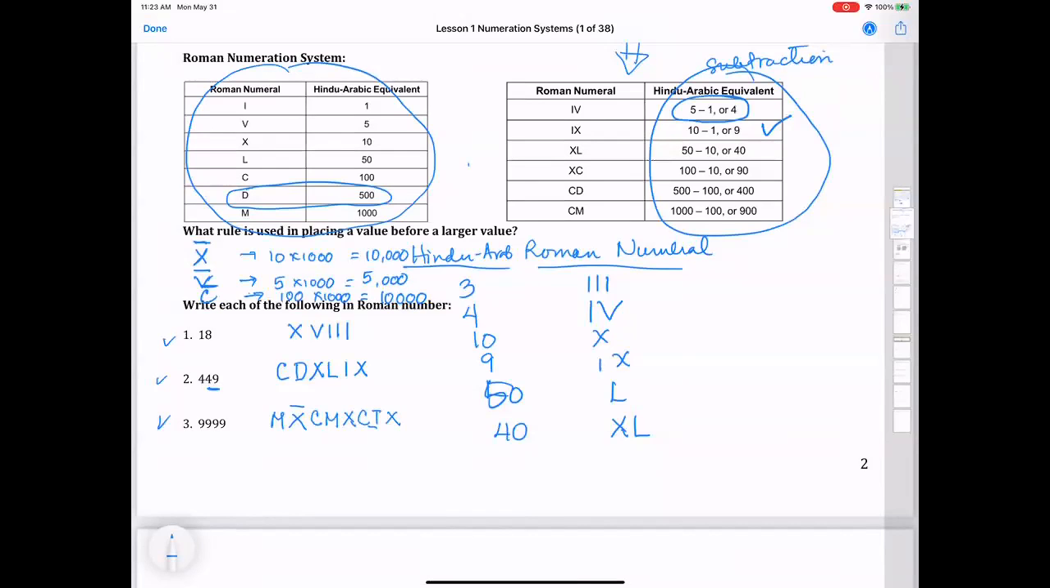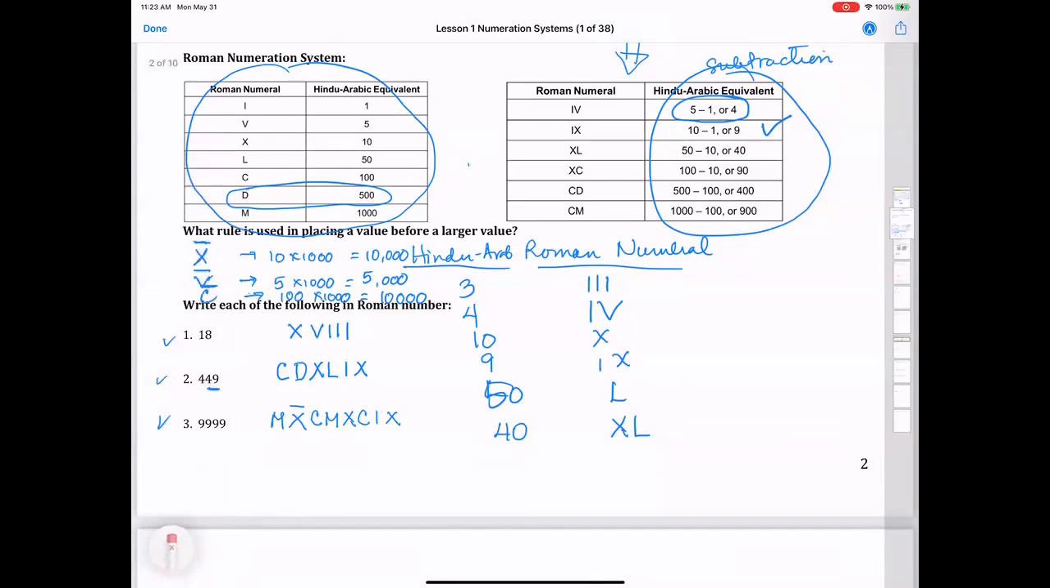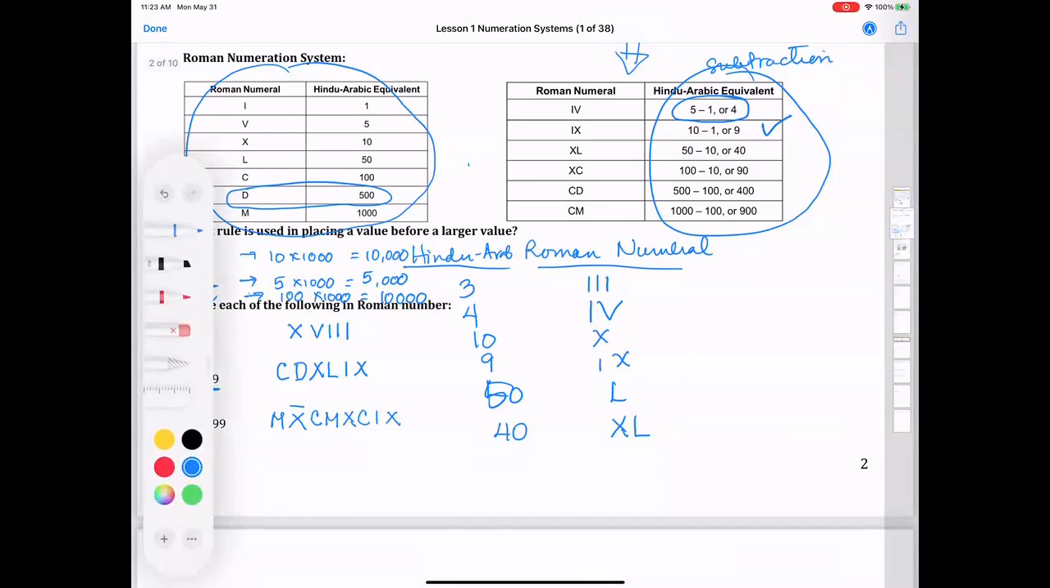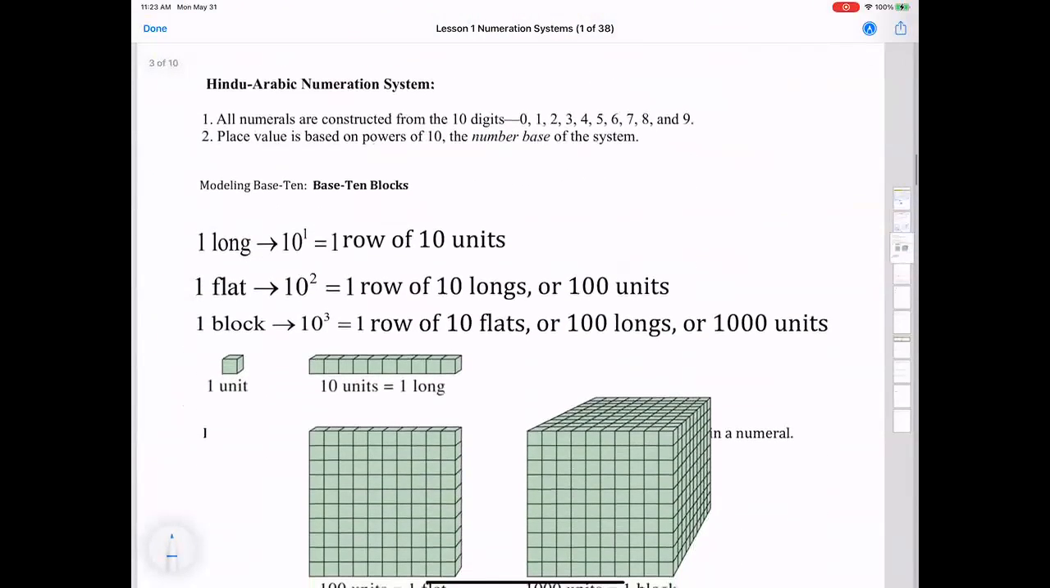So this is the symbol for 9,999. In MyLab, we will only represent using Roman numbers, numbers that are below 1,000. Okay, so let's continue with the Hindu Arabic number system.